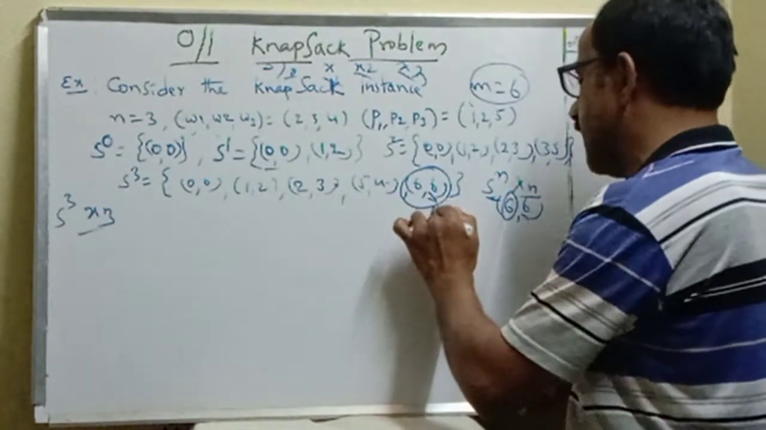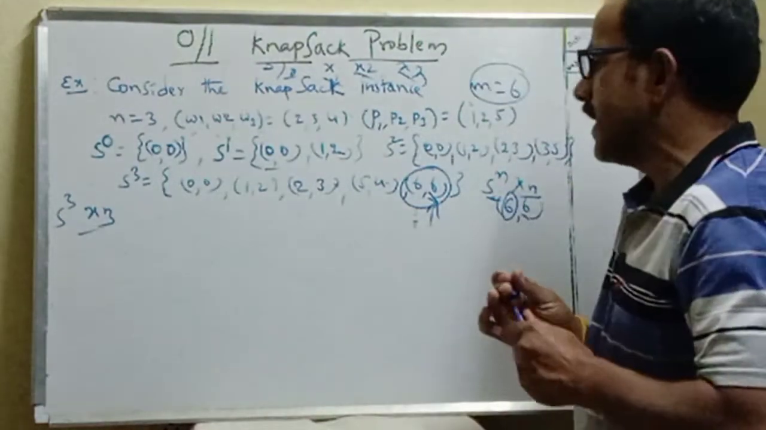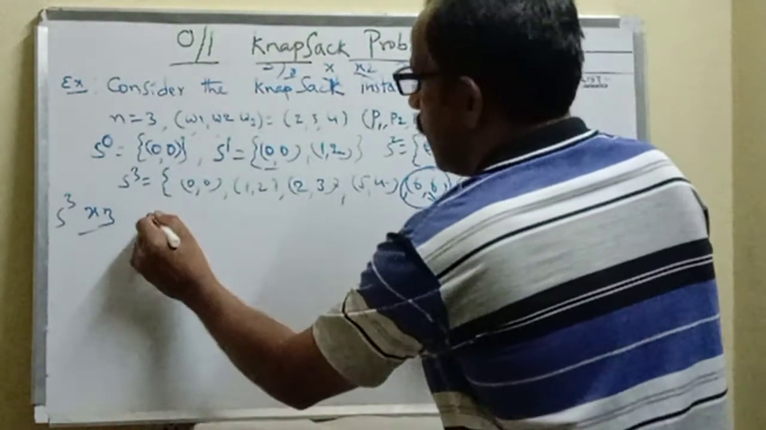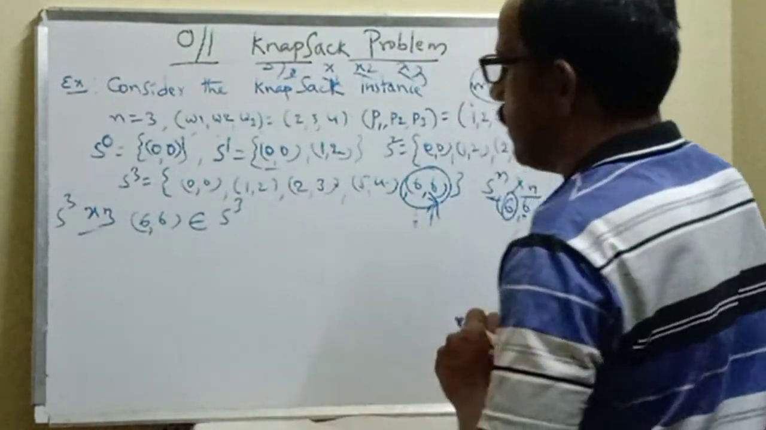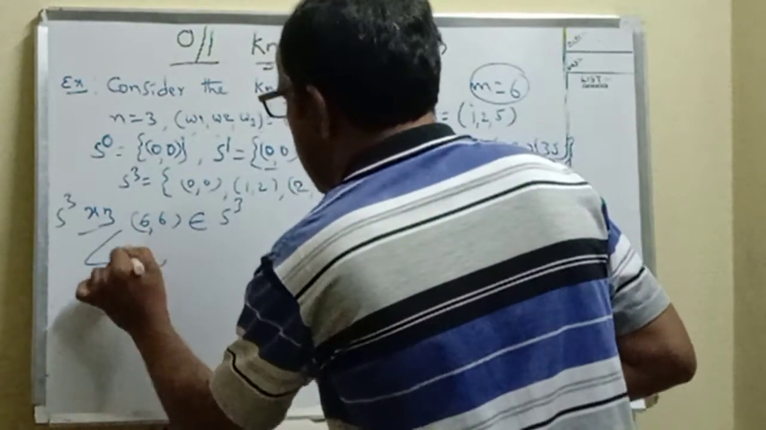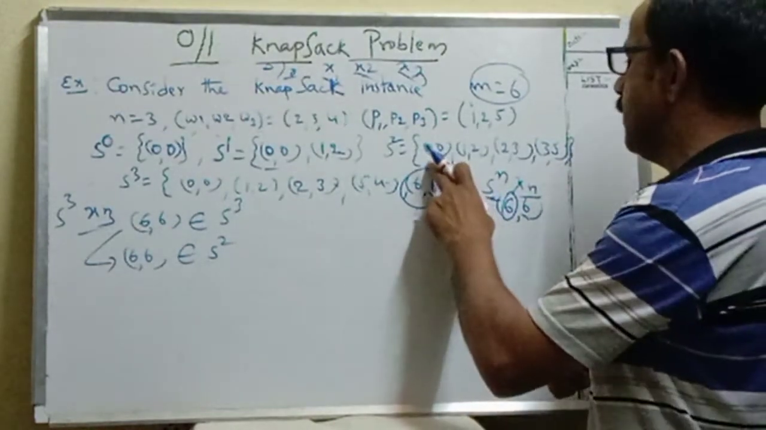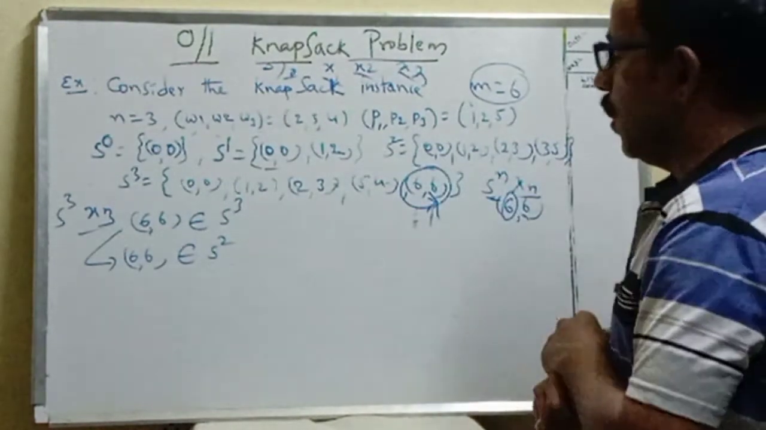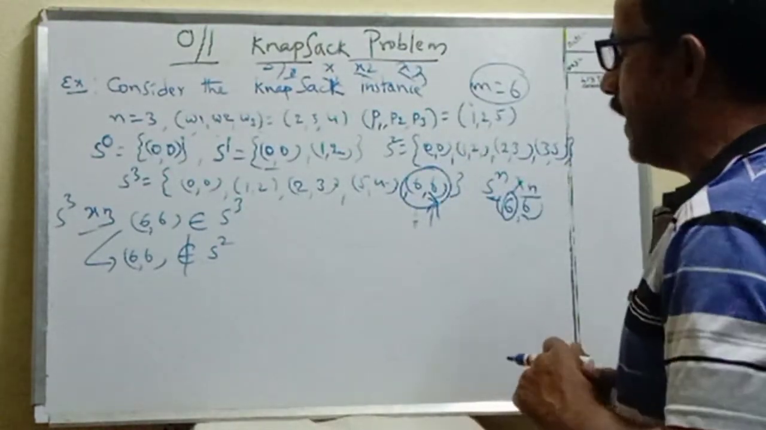Now from this particular pair, start constructing the solution. I will show you how we can construct a solution. We have selected 6,6, which belongs to S3. Immediately verify whether 6,6 belongs to S2 or not. What are the S2 items? 0,0, 1,2, 2,3, 3,5. No, 6,6 doesn't belong to S2.